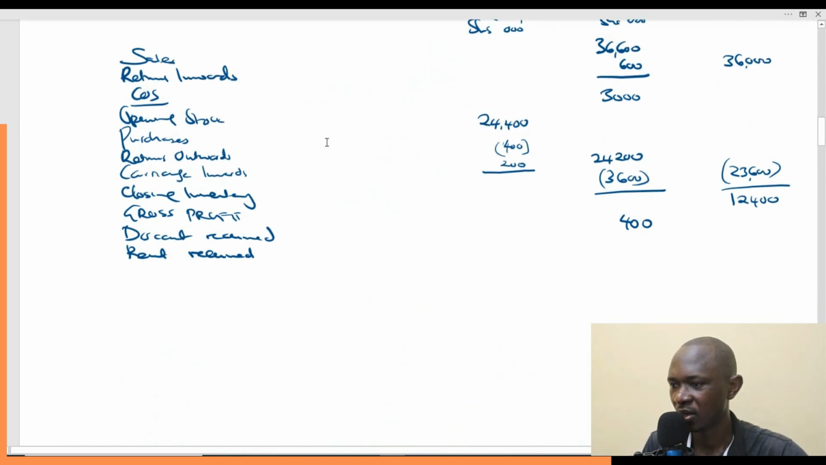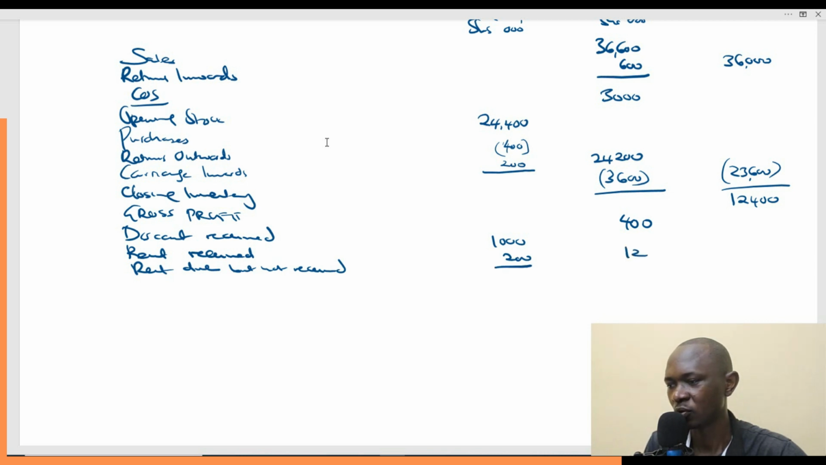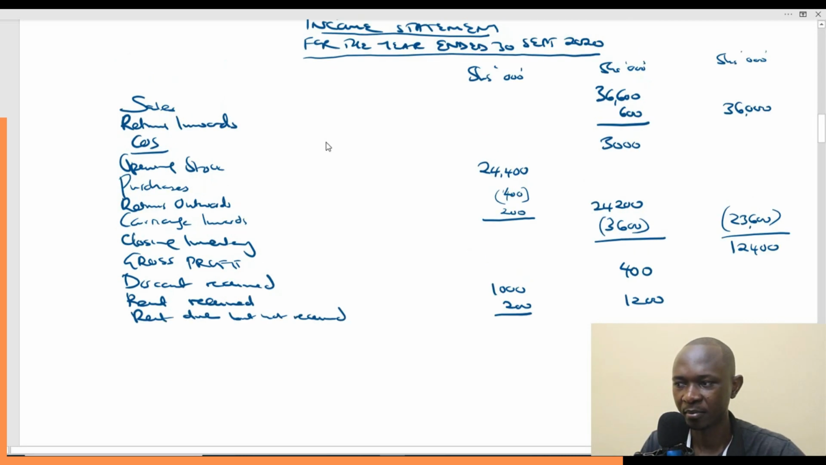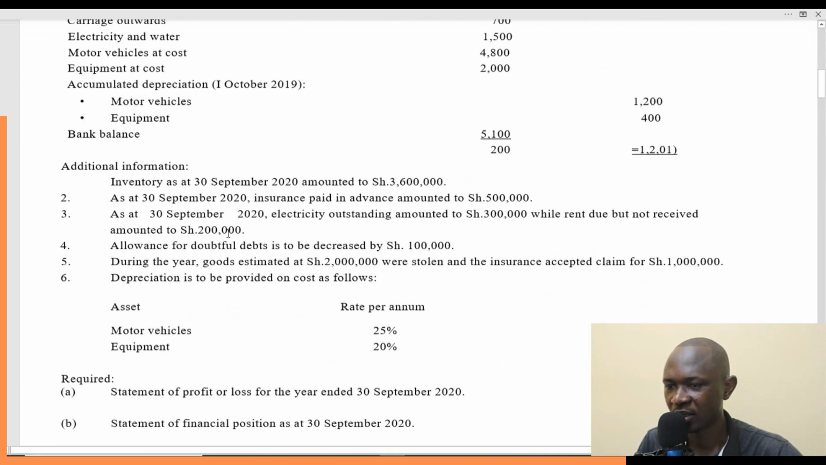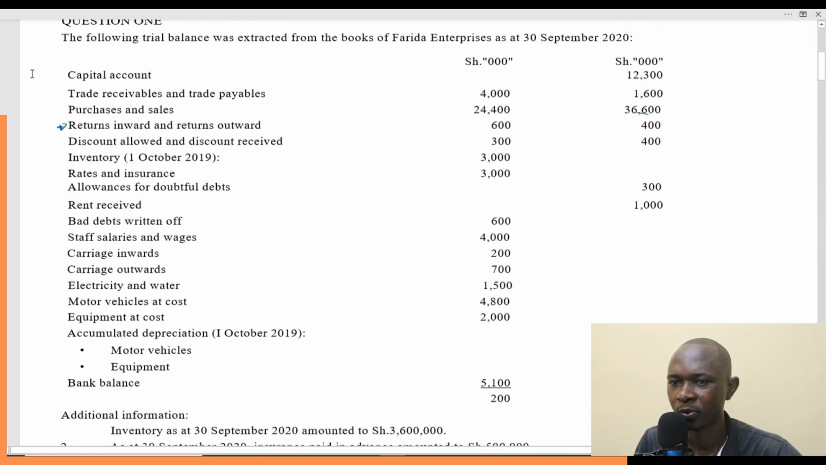So rent received, and because there's some workings, let's have it here. And then rent due but not received is how much? 200. So the total becomes 1,200. I hope you're seeing how I'm organizing my work. Then we go on, we have already tackled this. Now we move on, that was the rent received.